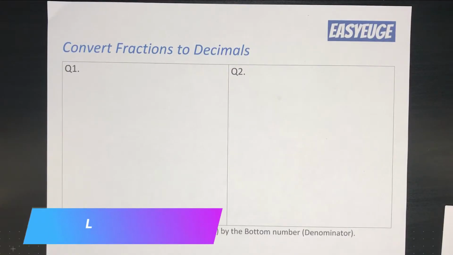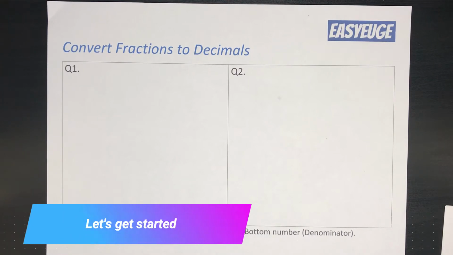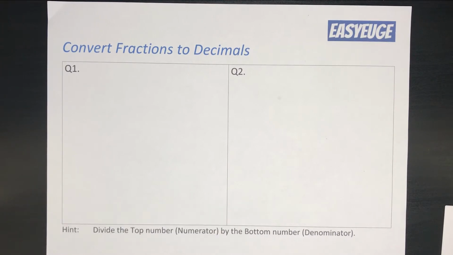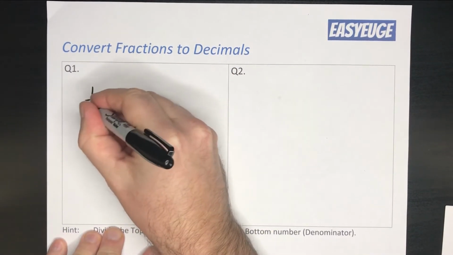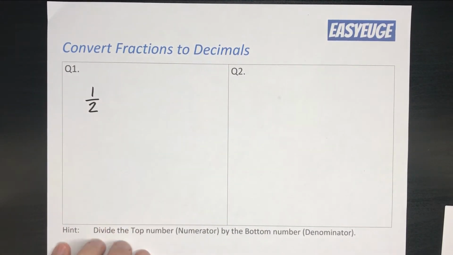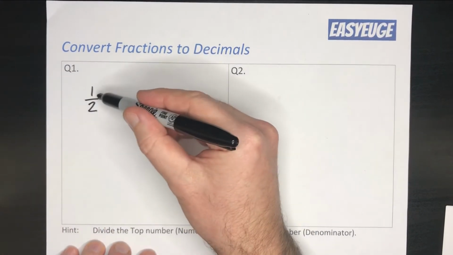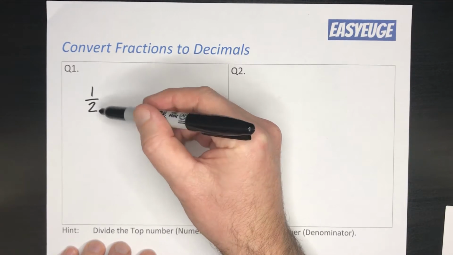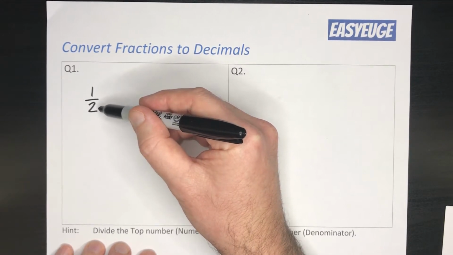Okay, let's start with a really popular fraction, a half, and we'll convert that into a decimal. And let me show you how it's done. So let's start by writing down a half, which is very simply 1 over 2. So this is the numerator, the number on the top, and the number on the bottom is the denominator.